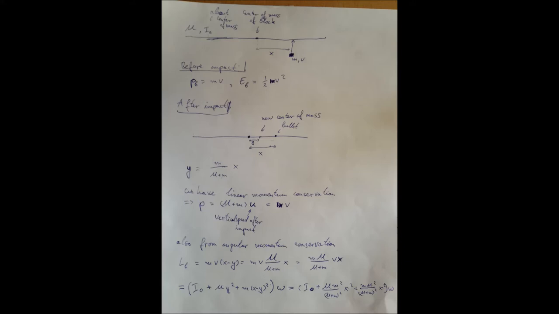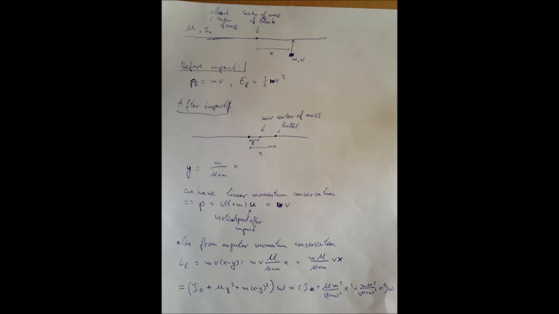Now, first of all, here I assume that the block is one-dimensional. We're only really interested in its horizontal dimension, just because we only need horizontal distances from the center of mass, or whatever point we are taking angular momentums about, because the bullet is traveling in the vertical direction. So that's all we need.